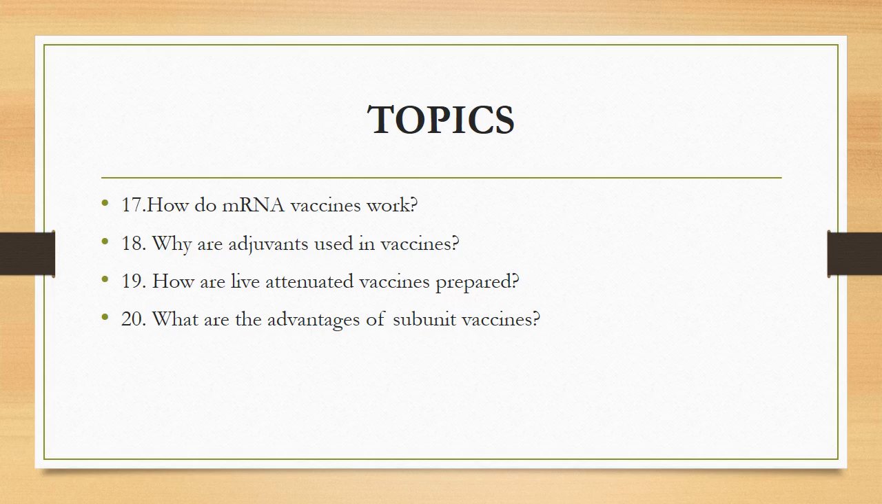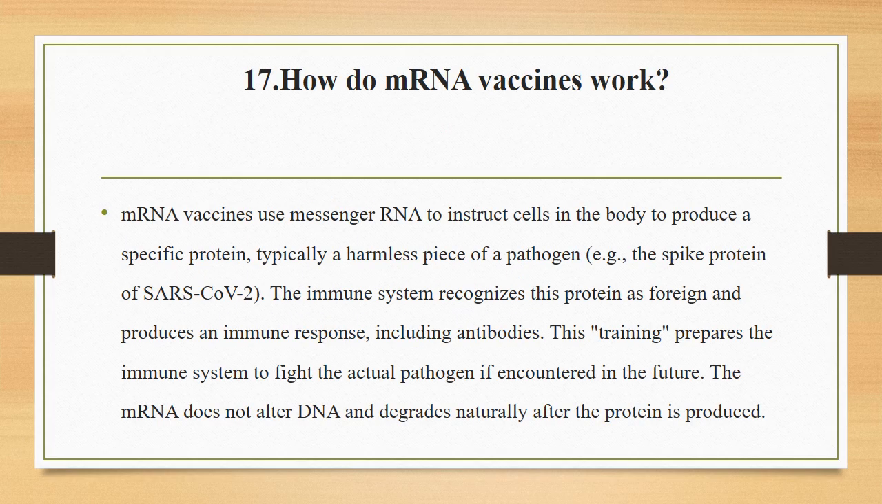So let's start by asking how do messenger RNA vaccines work. The first is messenger RNA vaccines use messenger RNA to instruct the cells in the body to produce a specific protein, which is typically a harmless piece of the pathogen. Example, the spike protein of SARS-CoV-2.